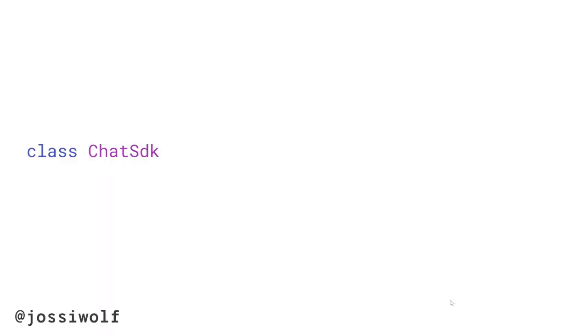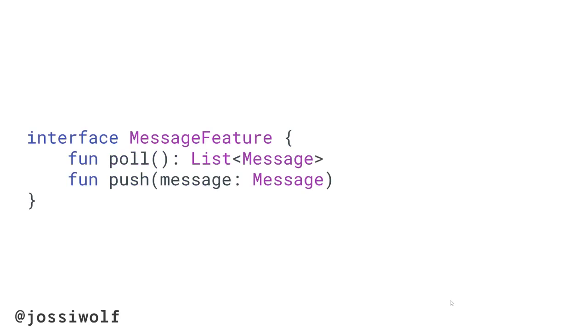So for everything in our SDK, in this example, the chat SDK, we would only want to call the chat SDK class and nothing else. We wouldn't want to have a chat SDK class and a user SDK class because it would be kind of hard to use. So say we wanted to implement a message feature. What we would do is let the chat SDK class implement the message feature.